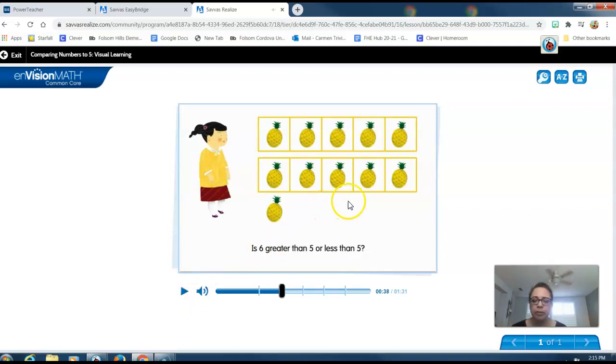So remember, we just talked about that. Whenever we add more to 5, it's going to be what? Is it going to be greater or less? Let's see what you guess. Let's see if you're right. 6 is greater than 5. How do you know? There are more than 5 pineapples because there is 1 extra.